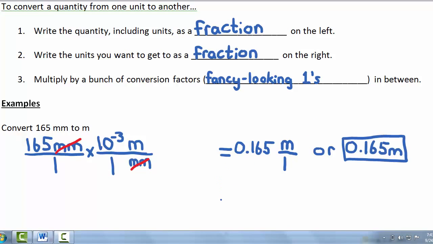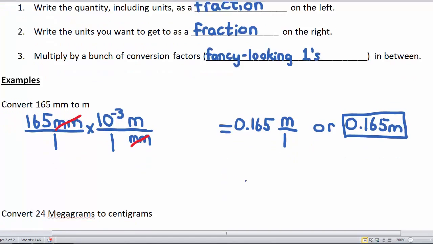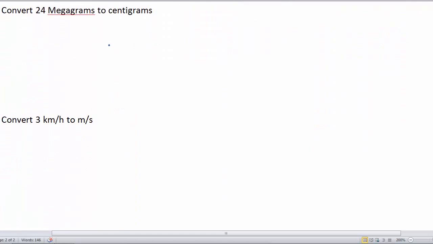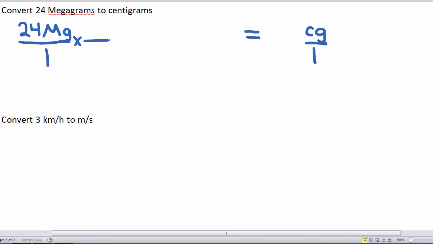Okay, let's look now at the second example. Here we're converting 24 megagrams to centigrams. We're going to follow the same procedure. So we're going to start by writing what we have on the left as a fraction. Next, we're going to write what we want to get to over here on the right as a fraction. And we want to get to centigrams. And along the way, we're going to have one or more conversion factors.